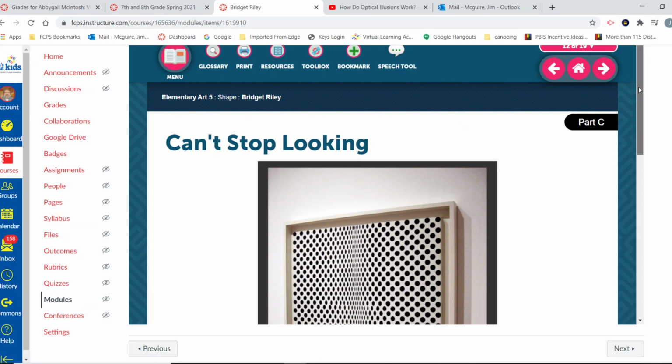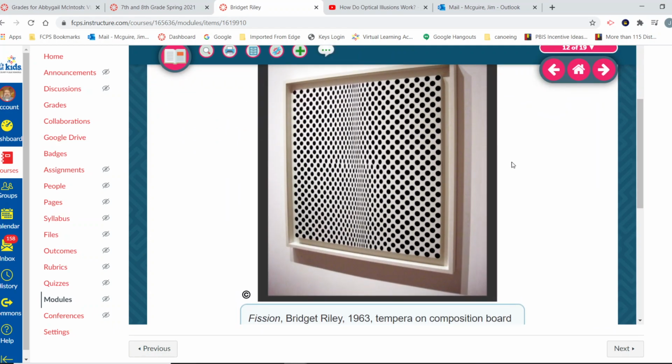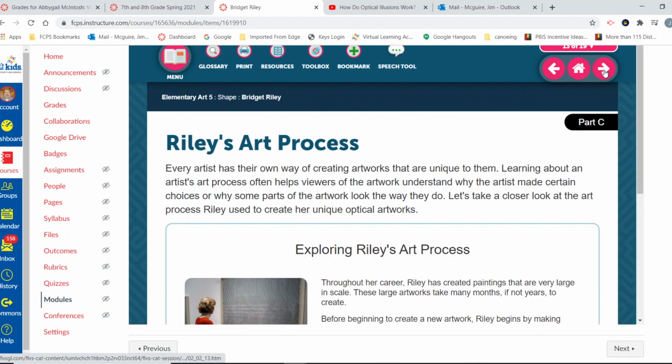Can't stop looking, and this is one of the ones I've seen in person, or a very similar one. I think she had several in this vein, in this style. But it's mesmerizing. You can sit and look at it for a long while. And they're going to talk a little bit about that process that she used and how she worked. And it's not what you would expect. You would expect someone working with this kind of precision would be using all types of precision tools like rulers and tape and masking things and French curves and compasses and protractors and all that sort of thing.